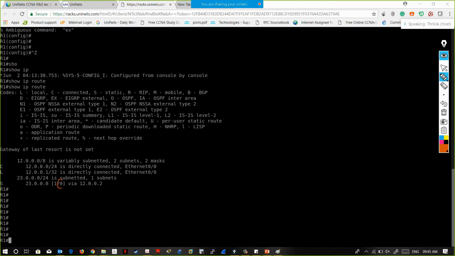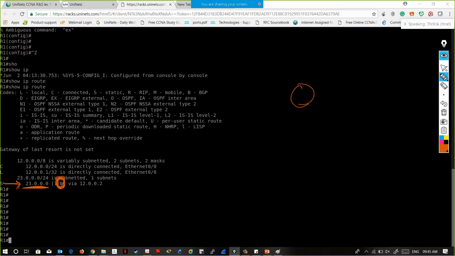So here the metric is zero. Why? Because it is statically given, right? So this is a metric value which tells which is the best route. Here I have given only one route, so it is showing zero, right?